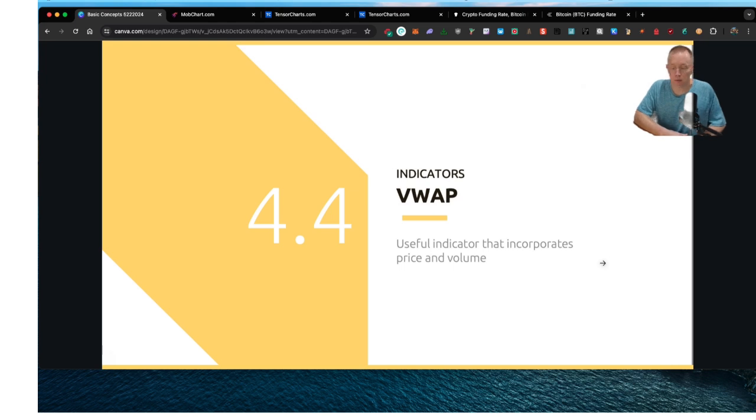Funding rate has less of an impact than open interest. That's what I want you to keep in mind. So let's talk about vWAP, guys, real quick.